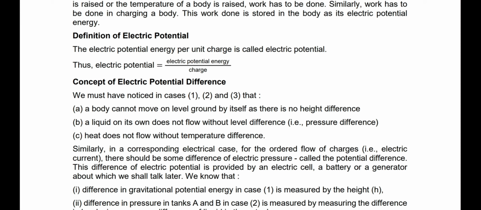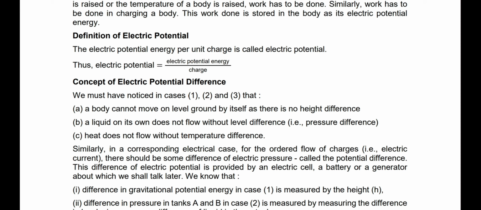Now apply the same concept of electric potential difference to the analogies in case first, second and third. A body cannot move on level ground by itself when there is no height difference. The very first question arises: if a ball is lying on a ground plane, the body cannot move by itself. It is because there is no height difference.